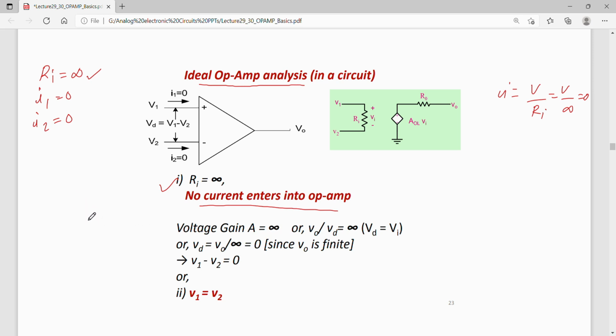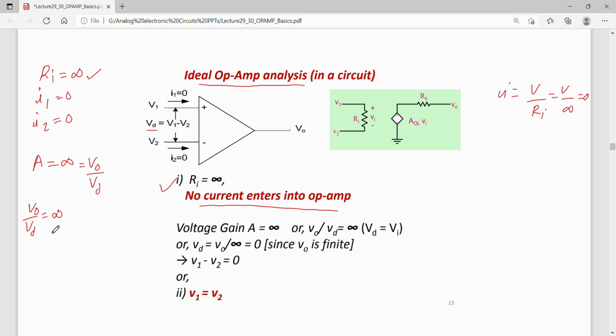Now the next important point to notice here is that the gain of this op-amp is infinite. Open loop gain is infinite, or V naught by, that is the output, by the differential input. If V1 and V2 are the inputs, then the differential value of these inputs is V1 minus V2. So this open loop gain is V naught by Vd. So V naught by Vd is also infinite.